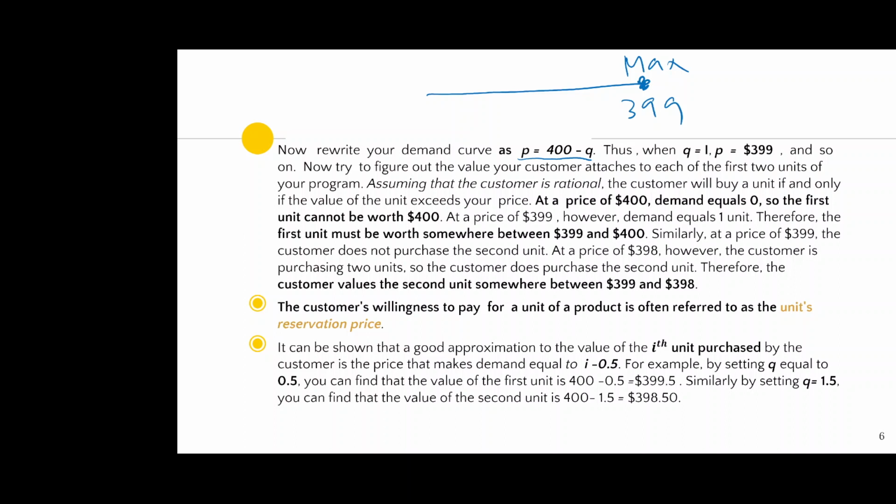So at price 400, the demand is equal to zero. And the first unit cannot be worth 400 for sure. So at price of 399, however, the demand is equal to one unit. Therefore, the first unit must be worth somewhere between 399 and 400. So this is why I was a little bit skeptical about the word max. So it's gonna be in between this and the bound. The bound here is 400. So the willingness to pay is 399, but the price here could be anywhere in between.